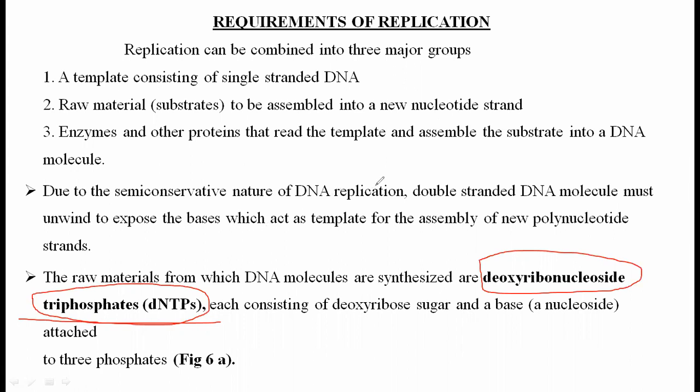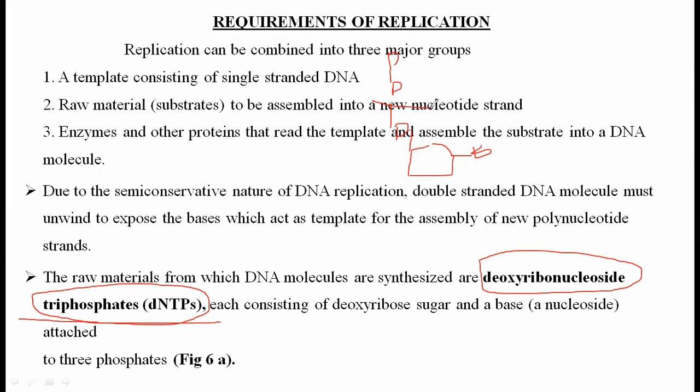What happens is, this is pentose sugar. This is base, right? This is phosphate. But in dNTP, deoxyribonucleoside triphosphate, here we have 3 phosphate groups, not only 1 phosphate. We have 3 phosphate groups. Deoxyribonucleoside triphosphate. This is a raw material. dNTP, deoxyribonucleoside triphosphate. What happens usually?